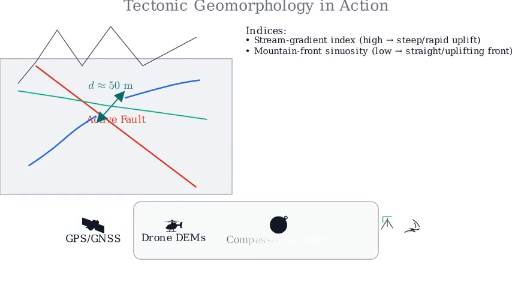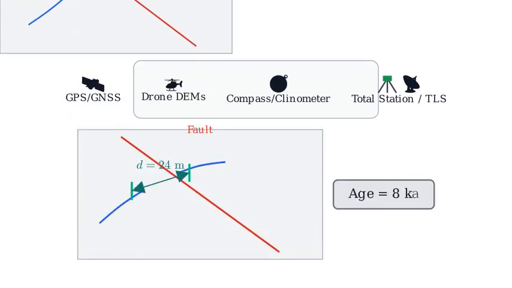Modern field mapping integrates classic tools with precise instruments. We combine topographic surveying, structural measurements, and stratigraphic logging with high-precision GPS and digital mapping. Drones and photogrammetry help in rugged or forested terrain. At detailed sites, we measure geomorphic markers to quantify deformation rates.